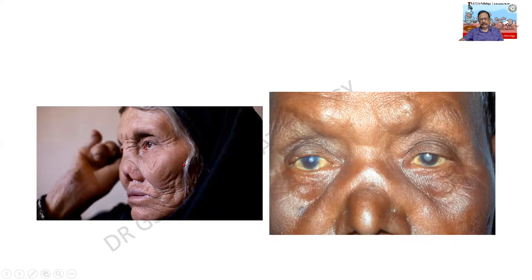This picture I have projected for a different reason. What are you seeing on the screen? It is not just a lesion as such.